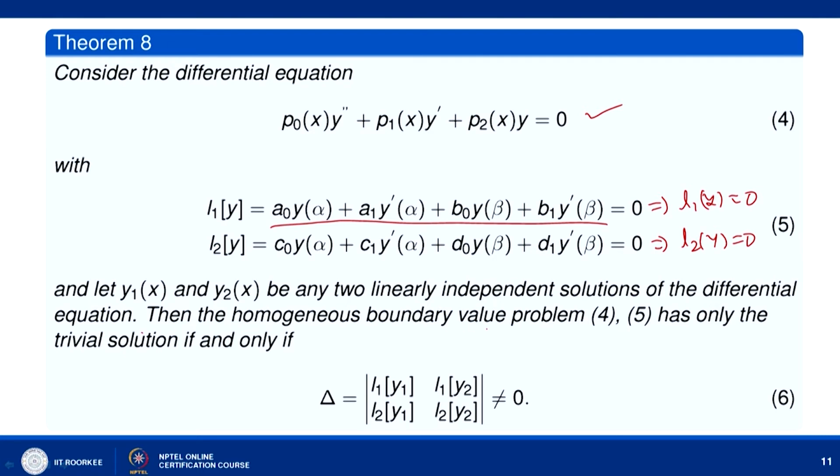Then the homogeneous boundary value problem 4 and 5 has only the trivial solution if and only if this quantity is different from 0. If this quantity is equal to 0, then we may have more than one solution, but in case this quantity delta is non-zero, then we have only the trivial solution. So let us prove this.